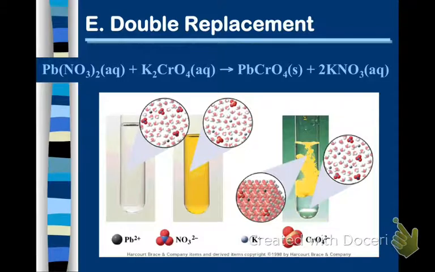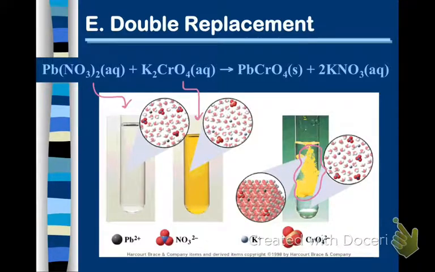Let's talk about the reaction you see here, and then we'll get to our other chart. Notice that this first test tube is your lead 2 nitrate, a clear liquid. And the second test tube is your potassium chromate. It's a yellow liquid. When they put the two together, notice what forms. What do you think that's going to be? A precipitate.